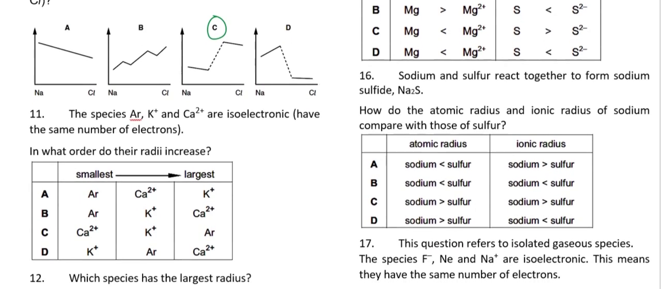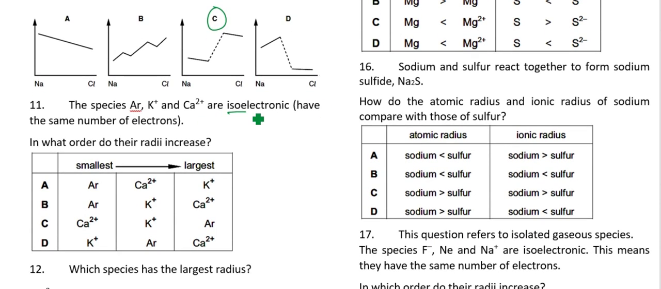so we have argon, potassium ion and calcium ion. These are again isoelectronic, having the same number of electrons. So in what order do their radii increase? As we again discussed, across the period size is decreasing, but when we talk about charged particles, the positive charged particle has a smaller size than its parent atom. Argon is in the third period, but potassium and calcium are both in the fourth period. So we can say the size of calcium is smaller than potassium.